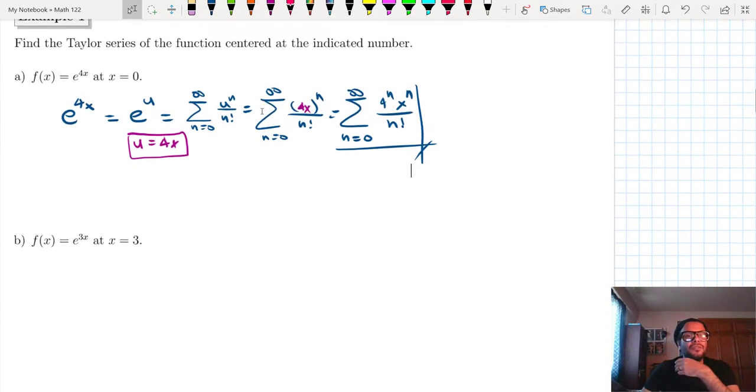And that's all we do. Just use the table for Taylor series for known functions. And no matter what u is, the interval of convergence is negative infinity to positive infinity.